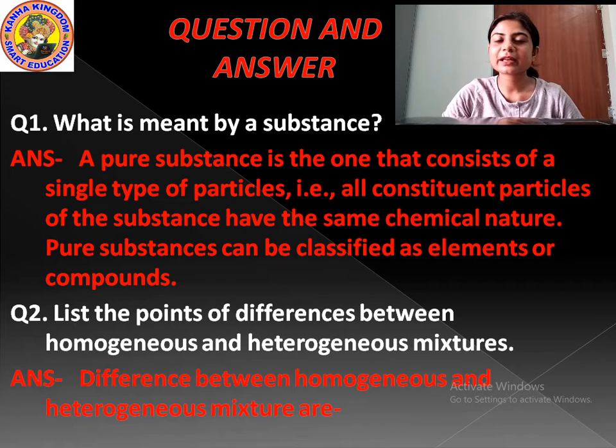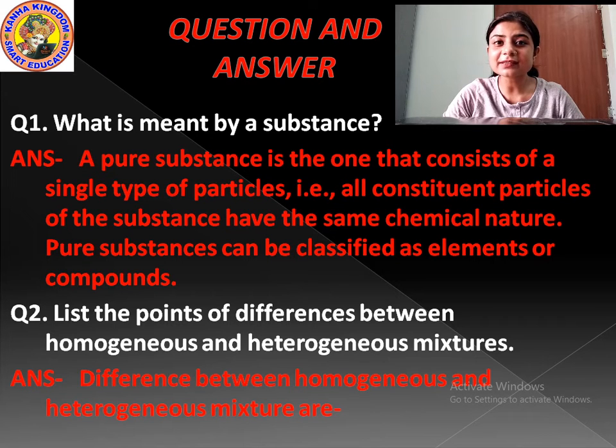Students, let us begin with the question and answer. Our first question is, what is meant by a substance? The answer is, a pure substance is one that consists of a single type of particles. That is, all constituent particles of the substance have the same chemical nature. Pure substances can be classified as elements or compounds.